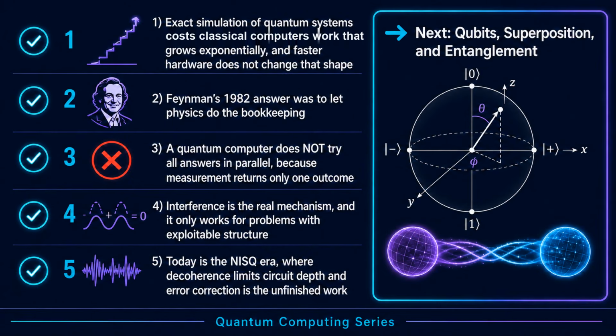Let's recap. Certain problems, above all the exact simulation of quantum systems, cost classical computers an amount of work that grows exponentially, and faster hardware does not change that shape. Feynman's 1982 argument was to let physics do the bookkeeping. A quantum computer does not try all answers in parallel, because measurement returns only one outcome. The real mechanism is interference, and it only works for problems with exploitable structure. We traced Deutsch, Shor, and Grover, read the 2019 sampling experiment carefully, and placed today's hardware in the NISQ era. Next, qubits, superposition, and entanglement.